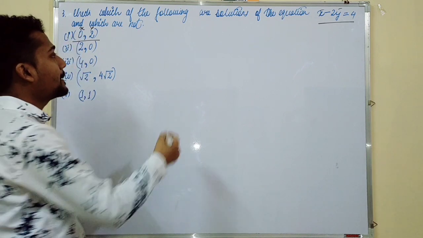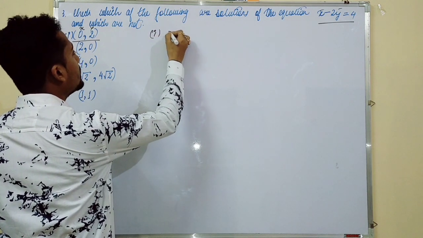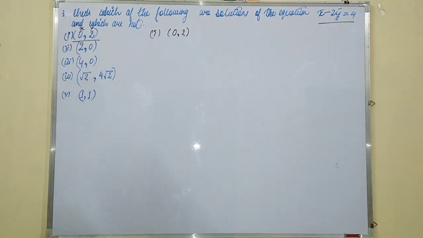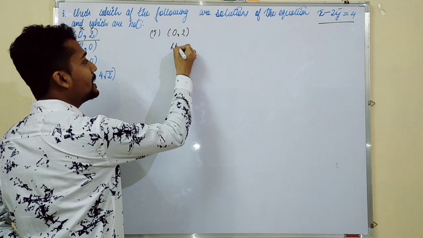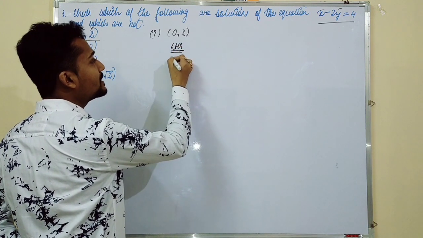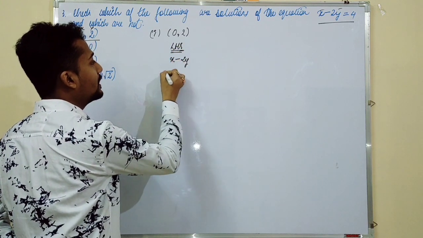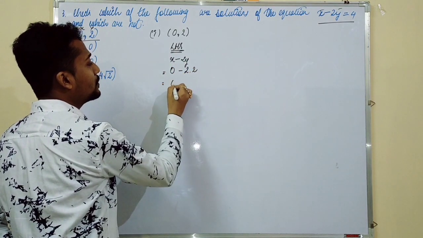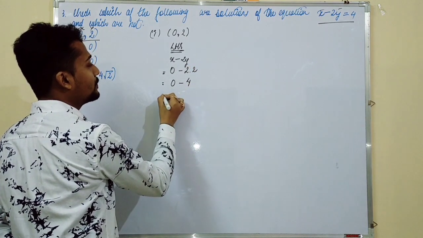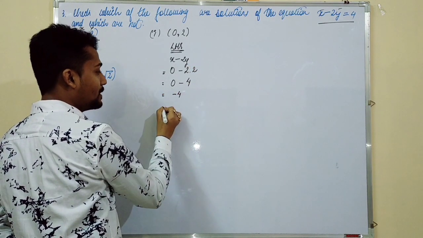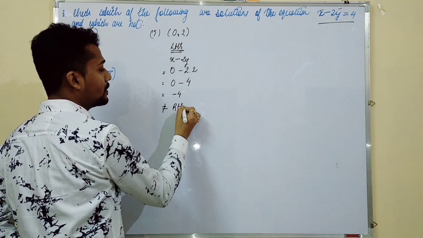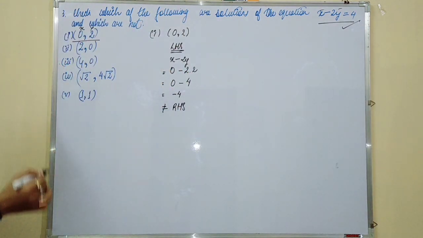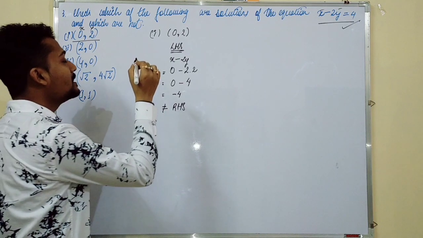So first, question number 1, we take 0, 2. The equation is what? Left hand side we have x minus 2y, which is 0 minus 2 into 2, which is equal to minus 4. Is it equal to RHS? No, it is not equal to 4. Since it is not equal to 4, that means it is not a solution.